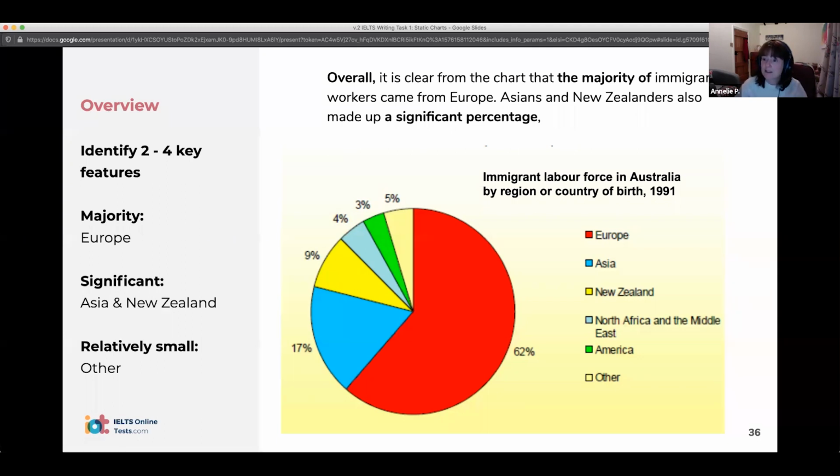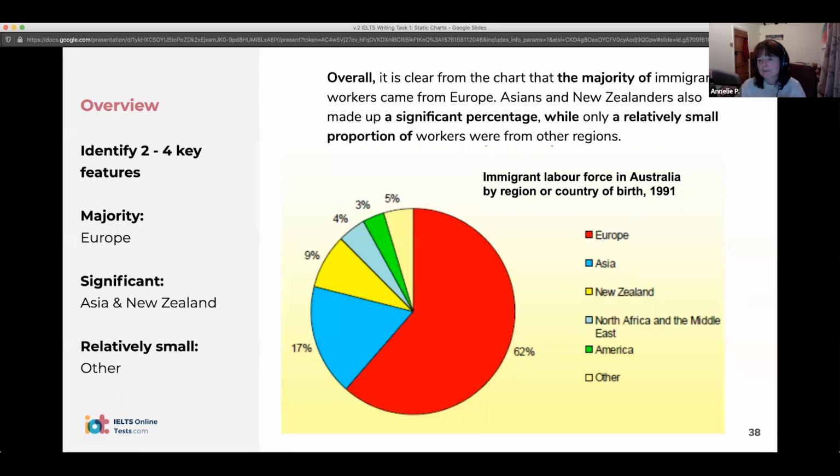Sometimes these static charts are from a specific year in the past. Sometimes they're just a general one, there's no timeline, and then it would be in the present. So that is going to make a big, big difference to how you write your answer. Okay. So they made up a significant percentage, and then we're going to compare them to the other countries. Okay, very good, Manuela. While, whereas. Okay, and then we're just putting the others together because they're not really very important in this case.